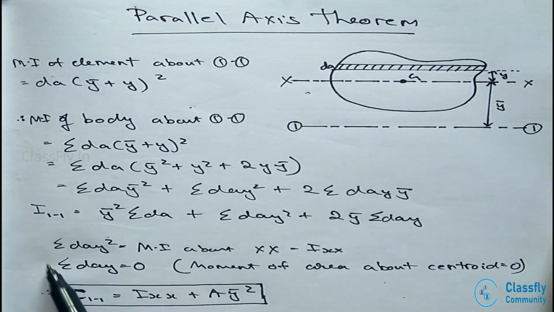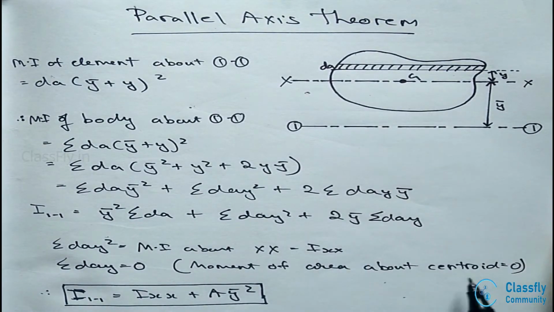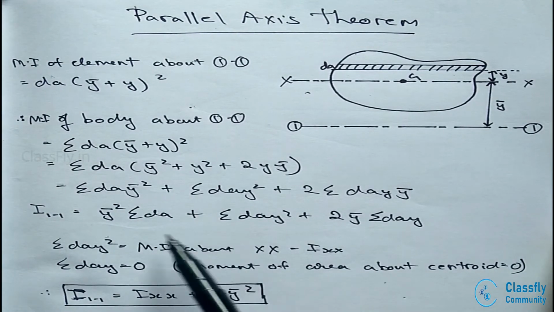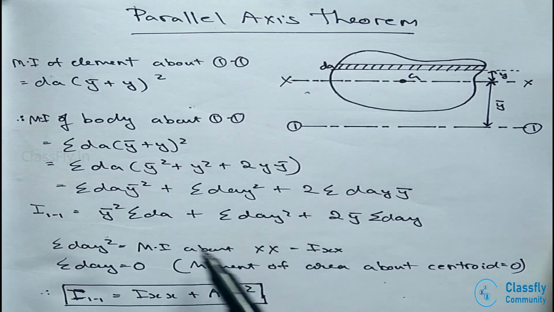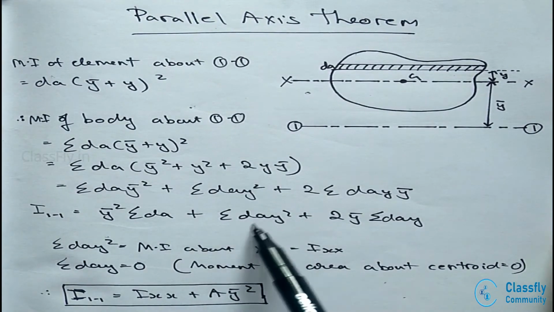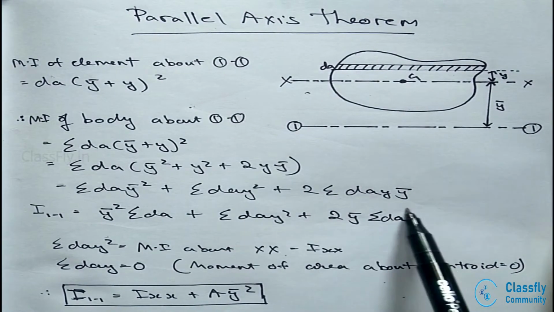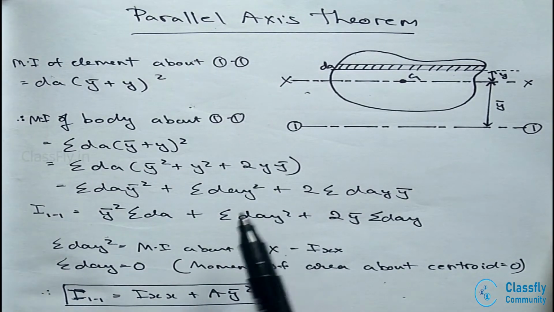And also, summation dA y will be equal to 0, as the moment of area about the centroid is always 0. Hence, now substituting these values, we have I11 is equal to y bar square into summation dA, that is nothing but A, plus summation dA y square, that is the moment of inertia about the x-axis, say Ixx, plus 2 y bar into summation dA y, that is 0, and hence this term will be 0. Hence, we can finally write I11 is equal to Ixx plus A into y bar square.